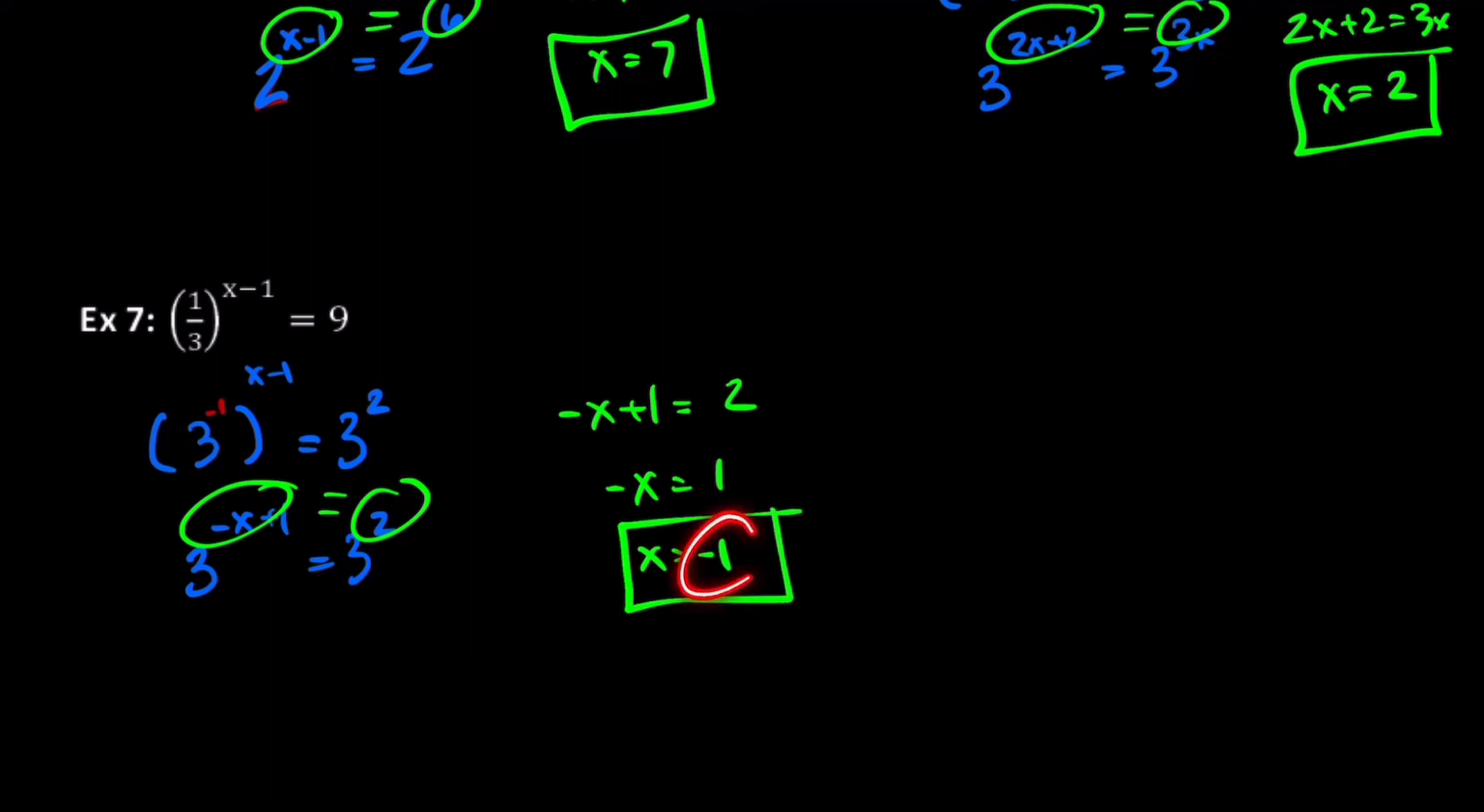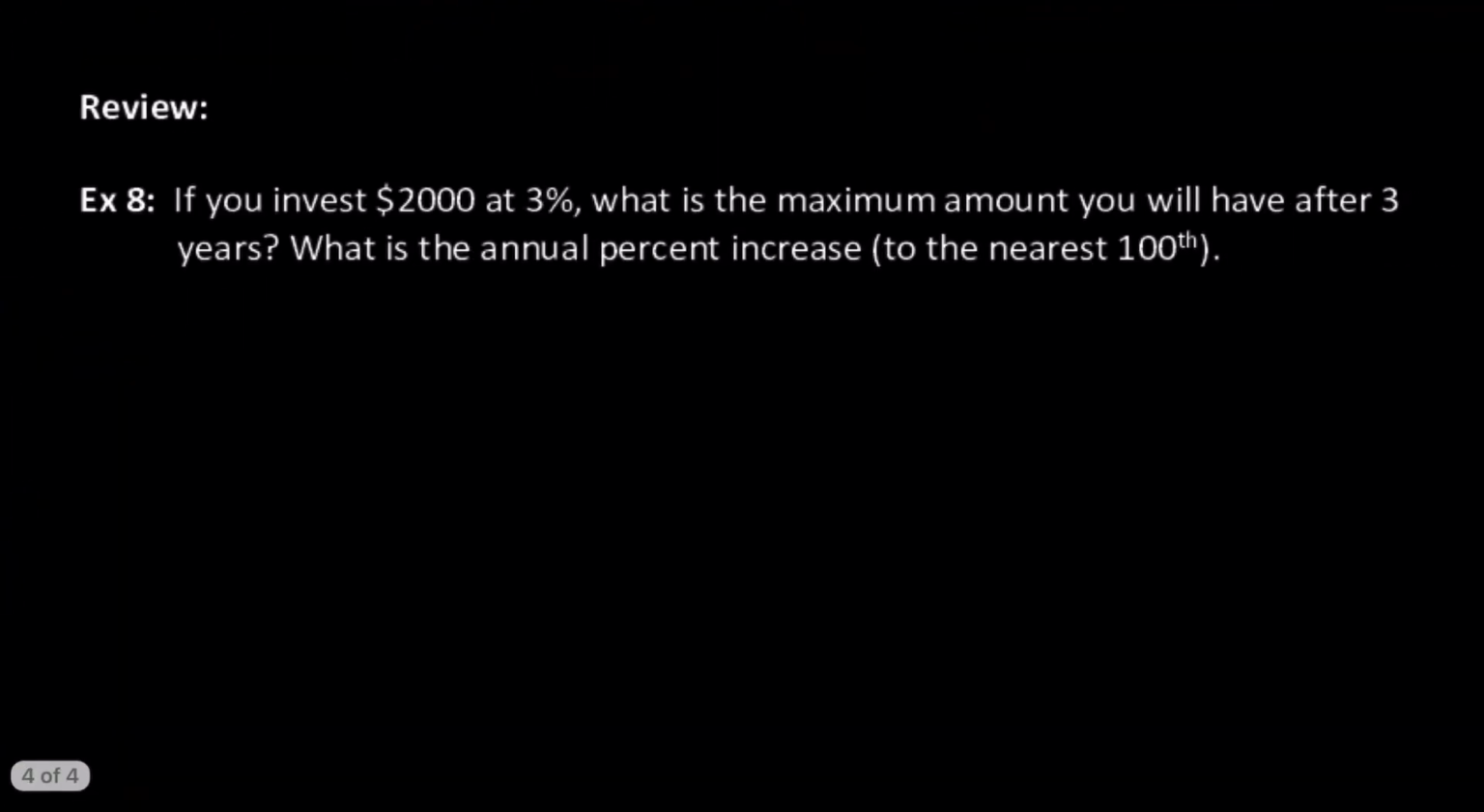Let's check. Throw it in up here. Negative 1 minus 1 is negative 2, and 1/3 to the negative 2. You take the reciprocal, so it becomes 3 squared, and 3 squared equals 9. Good. All right, last two examples will be review, but something we want to emphasize this unit.